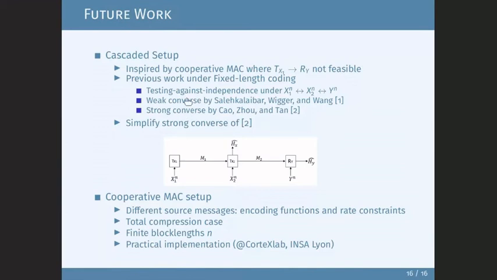For such a problem, testing against independence but with two decision nodes, for example where this relay also takes a decision, Salah, Kalibar, Uyghur, and Wang were able to prove a weak converse result for optimality. Later, Tao, Zhu, and Tan were also able to prove that the result can be supported by a strong converse, which holds for all epsilon. So our first step was simplifying this strong converse using our technique for the converse. Our converse was complicated and hard, but it is still much simpler than their converse.